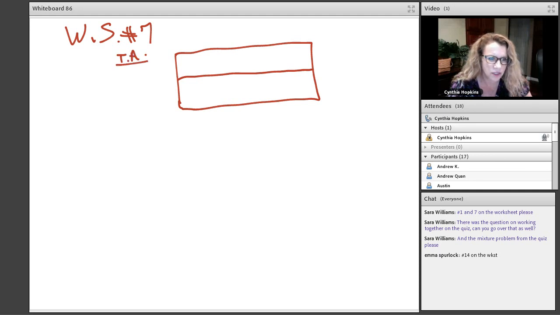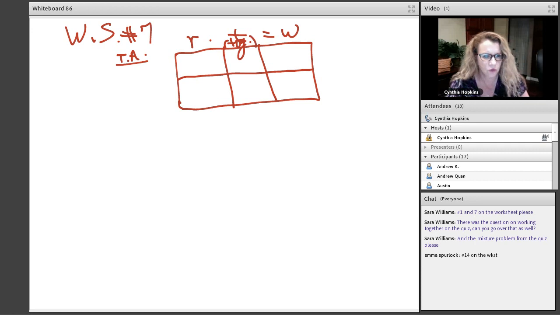Okay, so I like to put time alone on the outside because when I write rate times time equals work, this T in my formula right here stands for time together. Okay, so in the formula it's time together, but they typically talk about how long it takes somebody to do the job alone, or else they ask for how long did it take them to do the job alone.